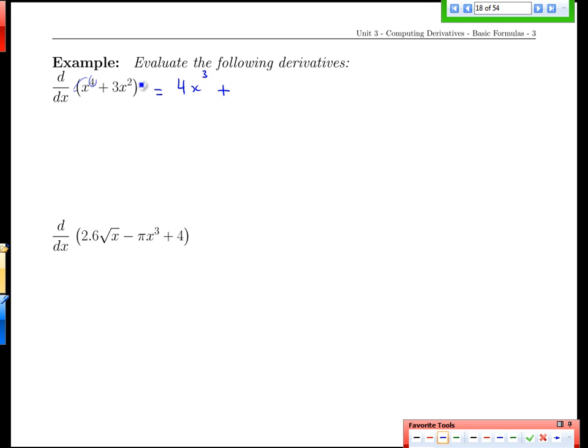The next one I'll do in a bit more detail than you'd usually do in practice, but we're also going to follow up by taking the derivative of 3x squared. We'll keep the 4x cubed. What we're going to use is that rule where we can bring any constants out front.